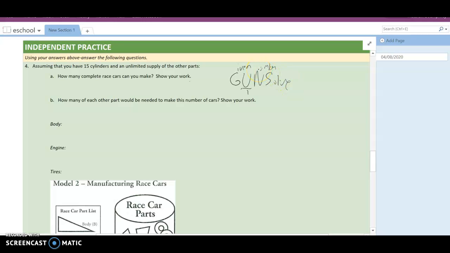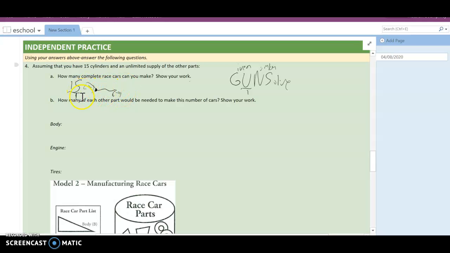So first, what's my given? What did they give me? They told me 15. So I'm going to write that down and put it over 1. All right, 15 what? Cylinders, so I'll say CY. Before I do anything else, I know we're going to be multiplying. I know I'm going to want to get rid of cylinders, so I'm going to put that on the bottom. So right away, I know it's going to cancel out.